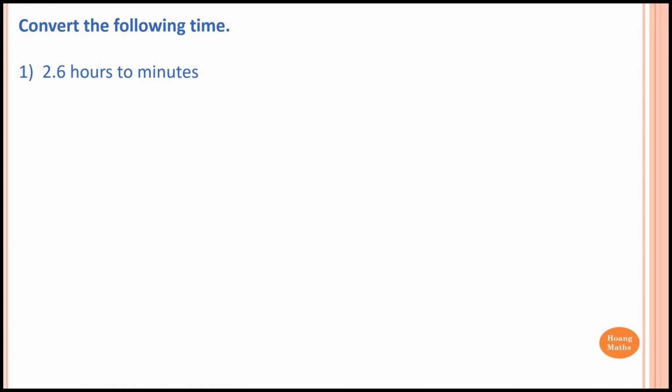First one. So we know that 1 hour is equal to 60 minutes. So from hour to minutes, we times by 60. So now we just go 2.6 times 60. And we move this decimal point back, we cancel this 0. So that becomes 26 times 6.